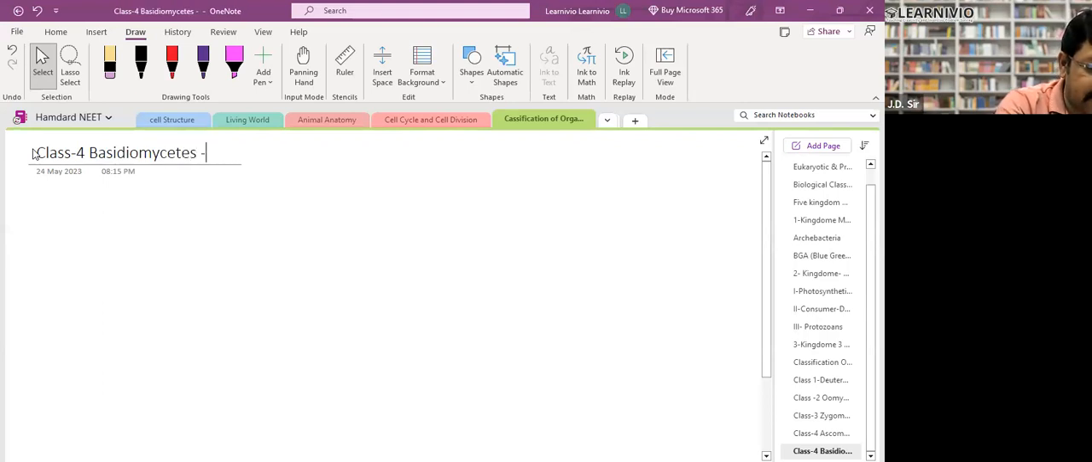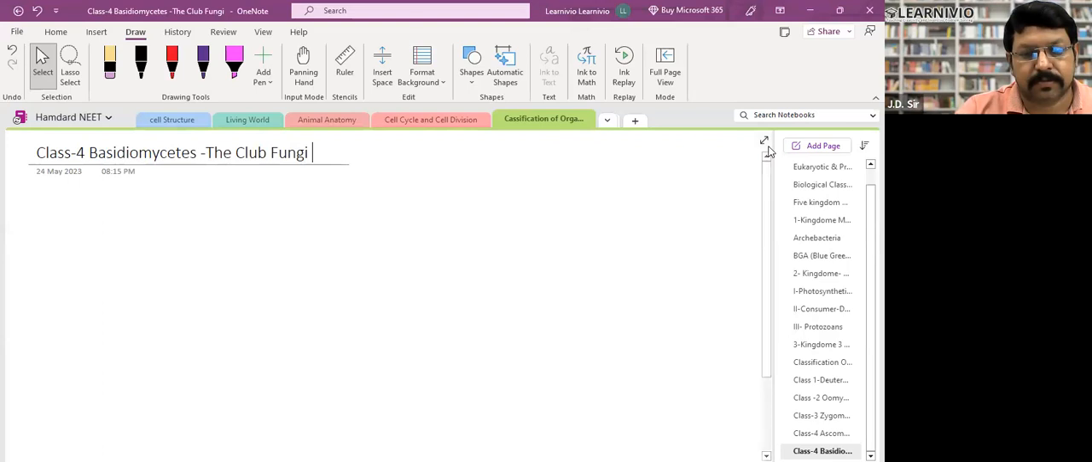This is called club fungi. You know, the mushroom looks like a big club. So Basidiomycetes is represented by a mushroom that is called Agaricus campestris.